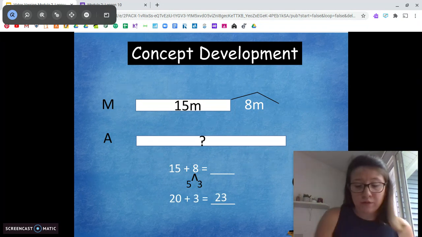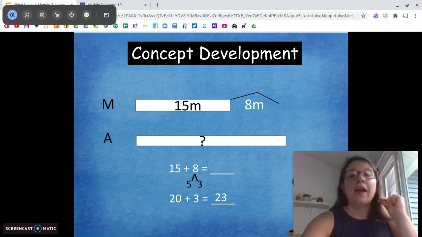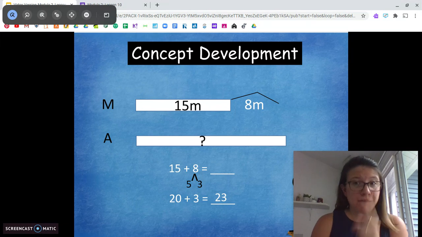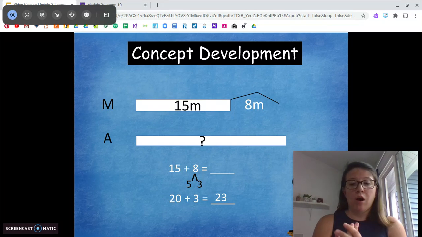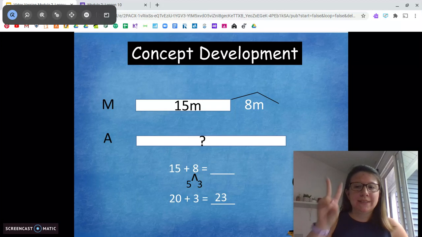So how many meters of ribbon did he use in the afternoon? 23. Good. How many meters of ribbon did he use in the morning? 15. Awesome. So our next step is to figure out how many he used in all. So what do you think we're going to do? Pause and talk to somebody at home about what step 2 is.